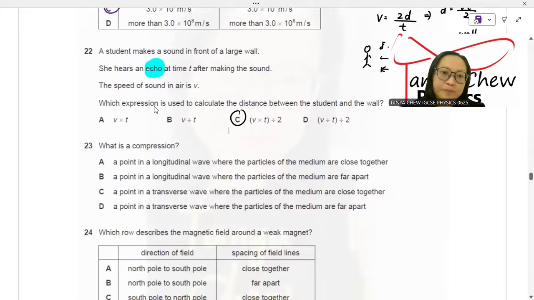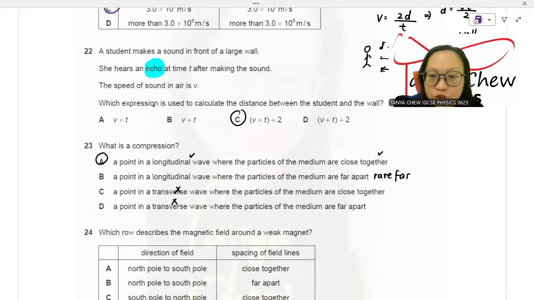Number 23, what is a compression? Compression is the term we use to describe a longitudinal wave, not a transverse wave. A point in a longitudinal wave where the particles of the medium are closer together, compressed. When they are far apart, we call this rarefaction.